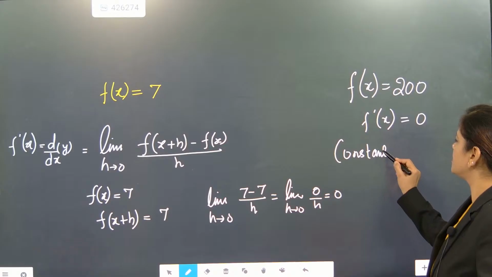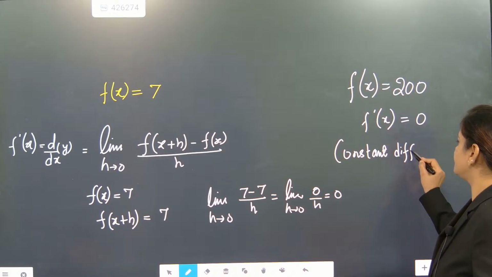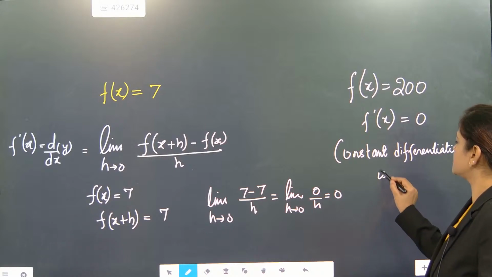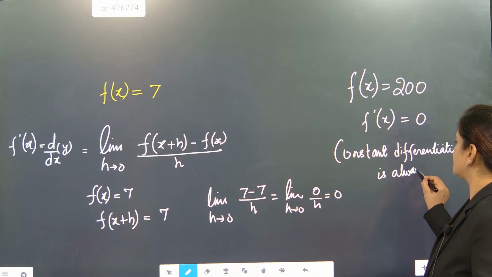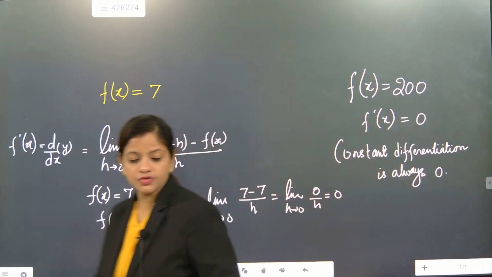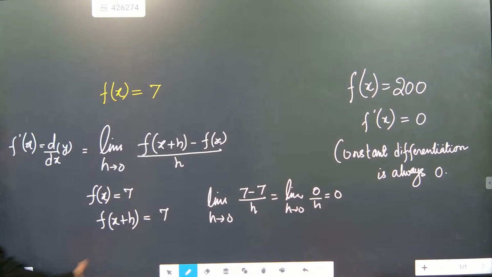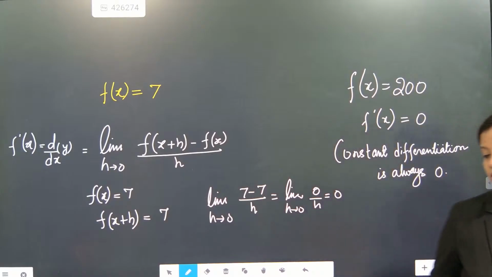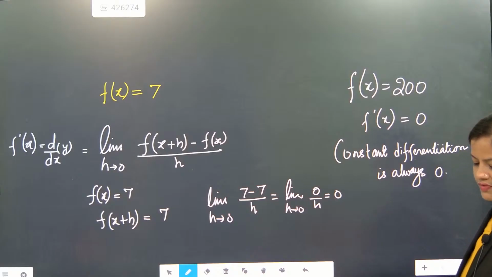So constant differentiation is always 0. I hope you have understood, beta. If somebody asks you about constant differentiation, what answer are you going to say? You are going to tell that person that constant differentiation is always 0.